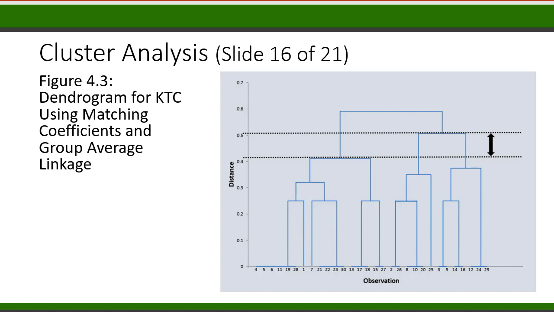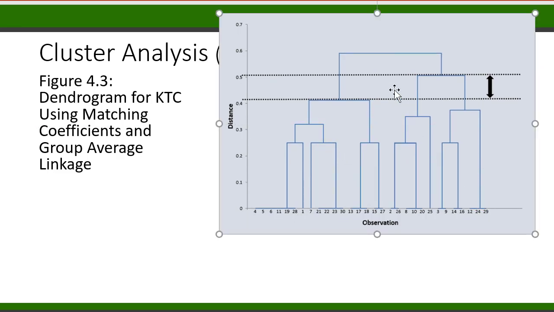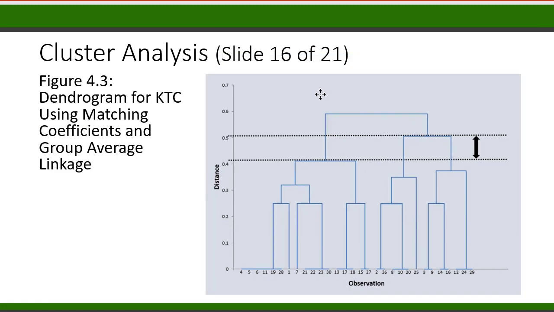Another thing that should be pointed out is that the length of this vertical line determines the strength or durability of the cluster. So the longer the line, the more unique that cluster is before it's being combined with some other cluster. So if you were looking at observations 12, 24, and 29, that might be a group that you want to single out for your analysis later on.